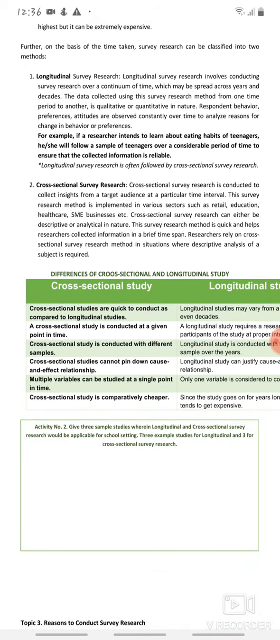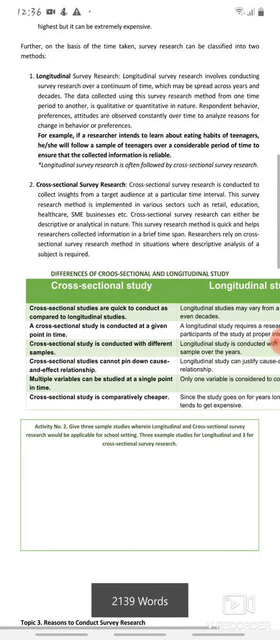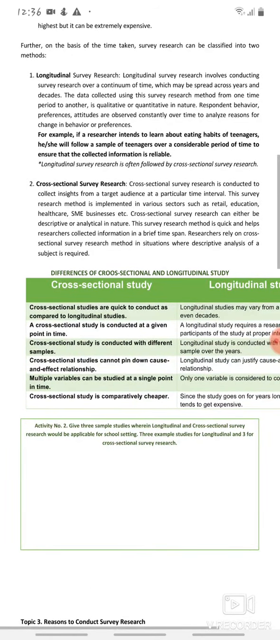So you could see our example. If a researcher intends to learn about the eating habits of teenagers, he or she will follow a sample of teenagers over a considerable period of time to ensure that the collected information is reliable. Longitudinal survey research is often followed by cross-sectional survey research.